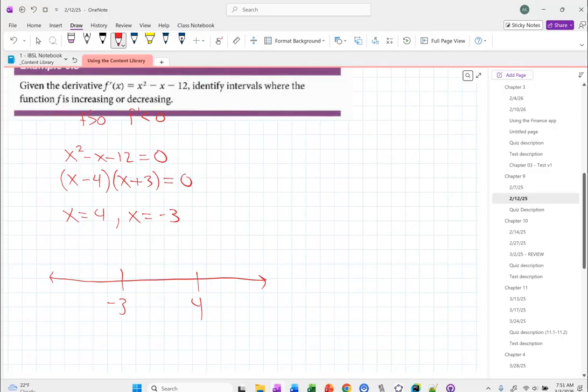What I'm going to do now is select a test value, because what these zeros have done is they've divided this number line into 3 intervals, right? The stuff that's less than negative 3, the stuff between negative 3 and 4, and the stuff bigger than 4. Everybody's okay there? So I'm going to pick some test values that lie in those intervals. It doesn't really matter the number you pick inside that interval, but for goodness sakes, pick something that's convenient to use. Everybody's okay with that? And then I'm going to plug these values into my derivative.